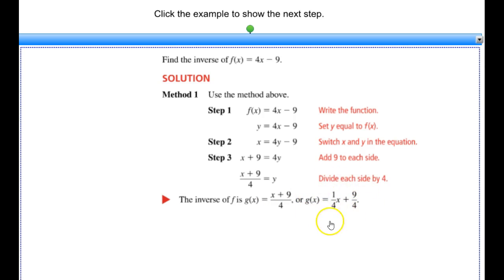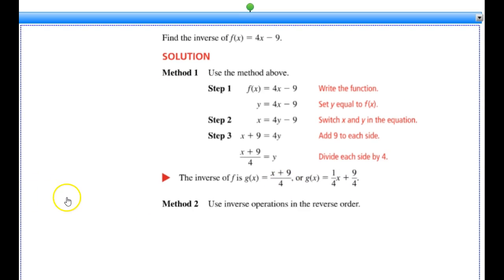And I can write it this way because this is an easier function for me to graph than this one is. So I can look at that way. The other way I can do this, I can use my inverse operations in the reverse order. So here I see I multiply the input by 4 and then subtract 9.